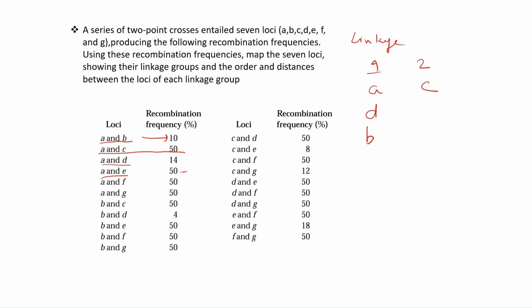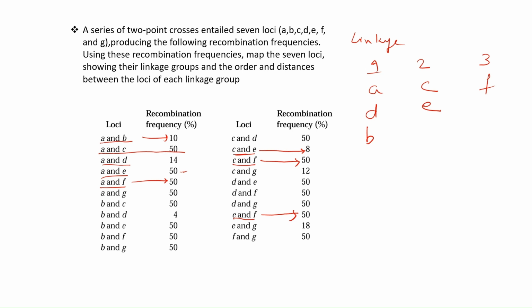Now we have to find C and E. C and E is 8, so definitely E is present along with C. A and F, again 50, so F is not present along with A in linkage group 1. What about C and F? C and F is also 50. So definitely F is not present in linkage group 2 along with C and E. So there is one more linkage group with F. If you want to confirm, because C and F are in different linkage groups and E is present along with C, the recombination frequency between E and F should also be 50%. Here we can see E and F is 50%.